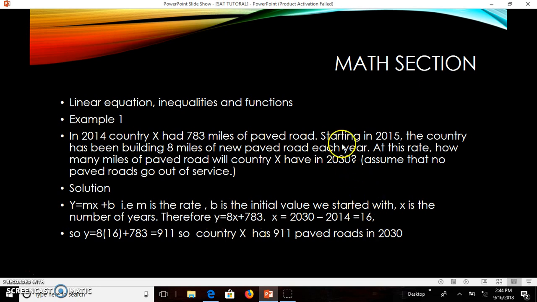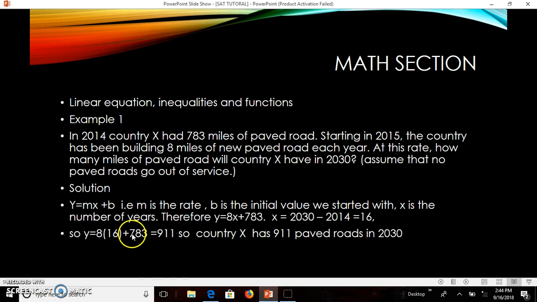A lot of people make the mistake of starting from 2015. It's very wrong. That's when the rate started, that's when they started building new paved road. This can distract you, and when you start from 2015, you miss the answer. So you have to start from the initial year, which is 2014. So that's it. That's 16.